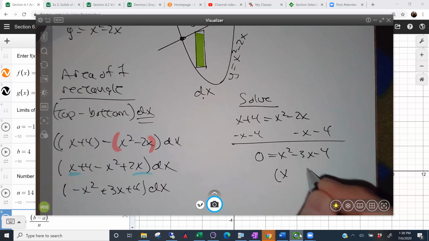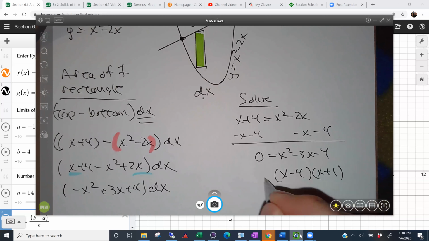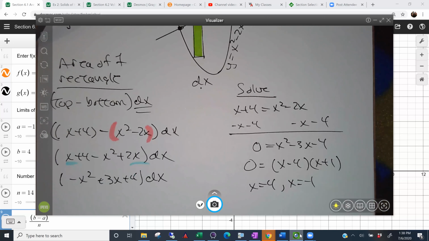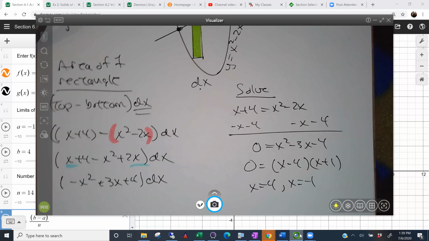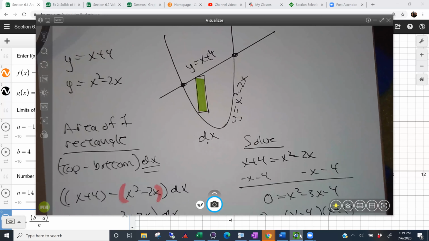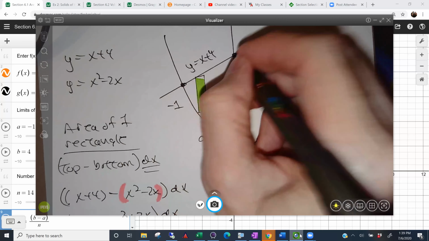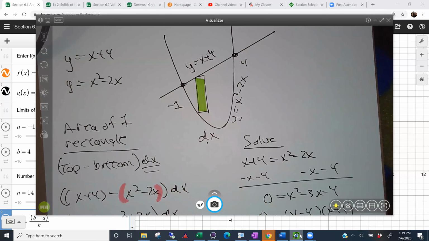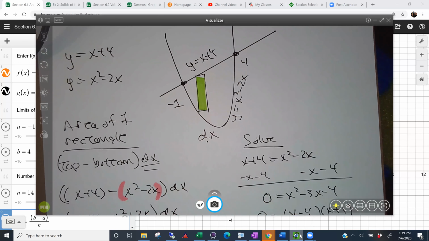So if I factor this, it's going to factor as x minus 4 times x plus 1. So cool, it's telling me that these two curves intersect at x equals 4 and x equals negative 1. So let's draw that here, negative 1 and 4. And those are important because they tell us the limits of our integration.